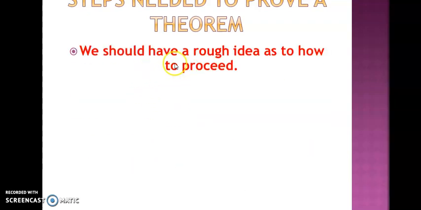First, we should have a rough idea as to how to proceed. How we should prove a statement, how to start it, we should know that. This is the first step needed to prove a theorem.